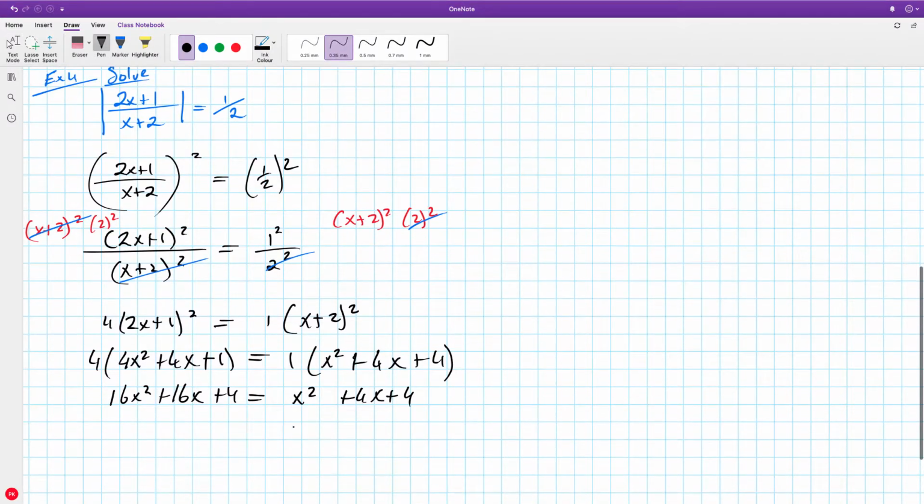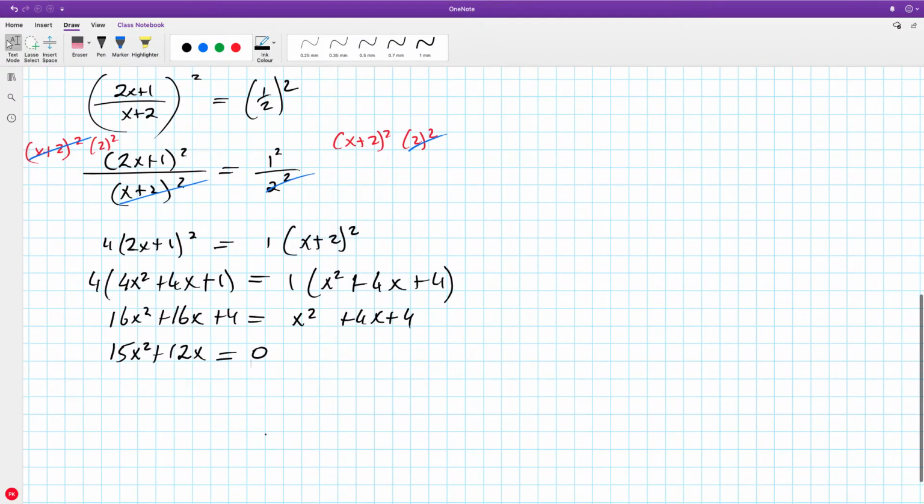Bring everything to one side and simplify. X squared comes over, 15x squared. 4x comes over, plus 12x. 4 comes over and they cancel with each other. You're left with 15x squared plus 12x is equal to 0.